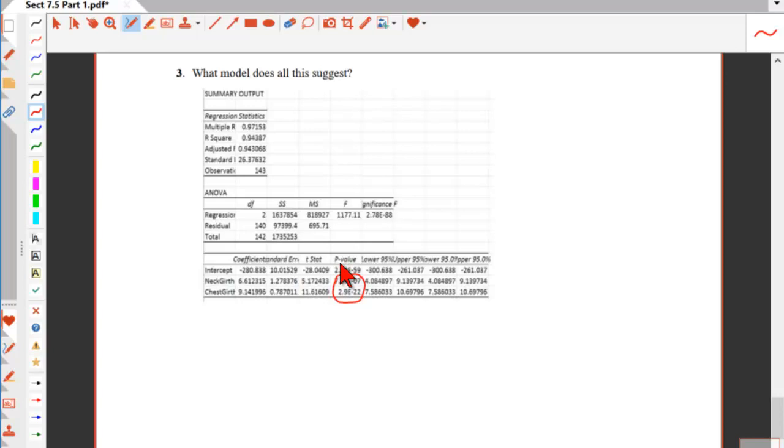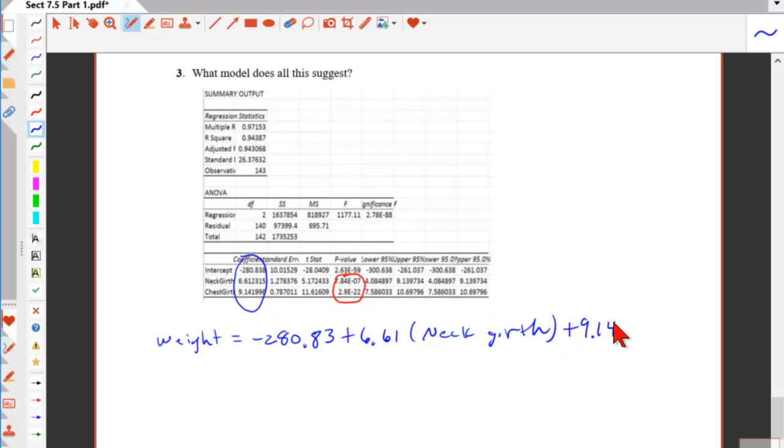So I think I've settled on a good choice for a model to use the 2 girth variables. So now if I come here and pull off my coefficients, I would propose using the model that weight is negative 280.83 and then plus 6.61 times neck girth and then plus 9.14 times chest girth. And the adjusted R squared now is right here, 0.943.